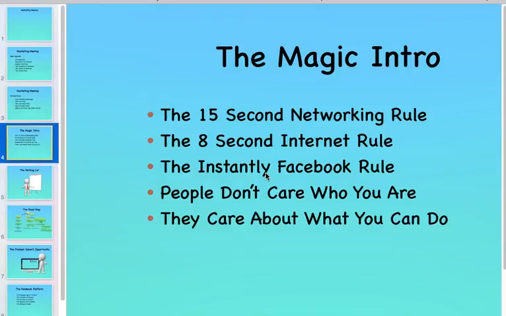So if you start out by introducing me to your company and its legal LLC or CO or whatever it is, and give me your title, you've already lost my attention. People don't care who you are. They only care about what you can do. That's true for your introduction if you're at a networking event. It's true for your introduction on your website, and it's really important if you're going to be on Facebook.